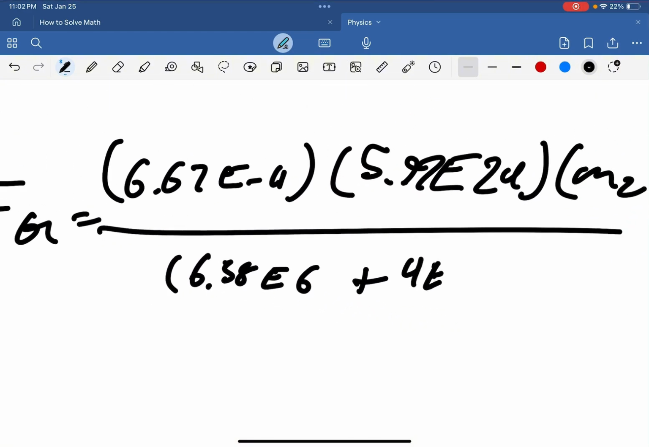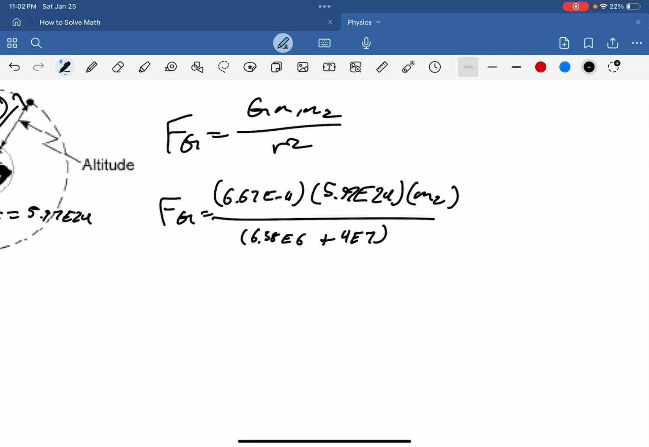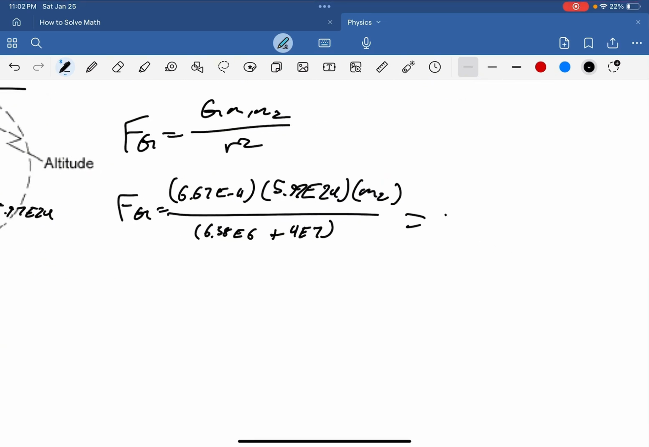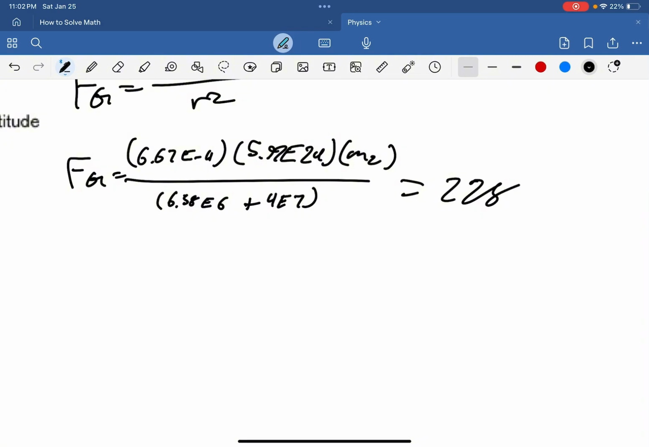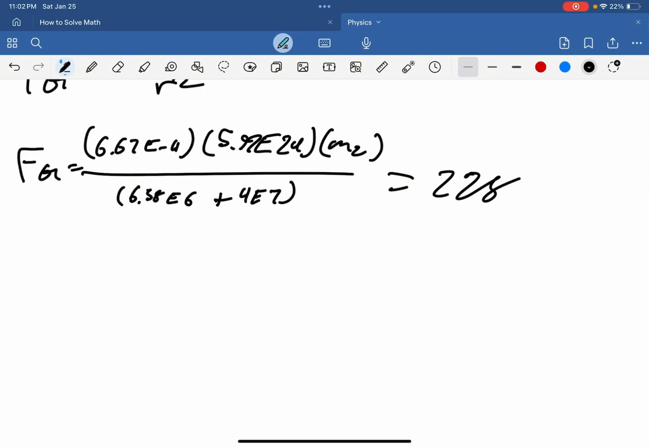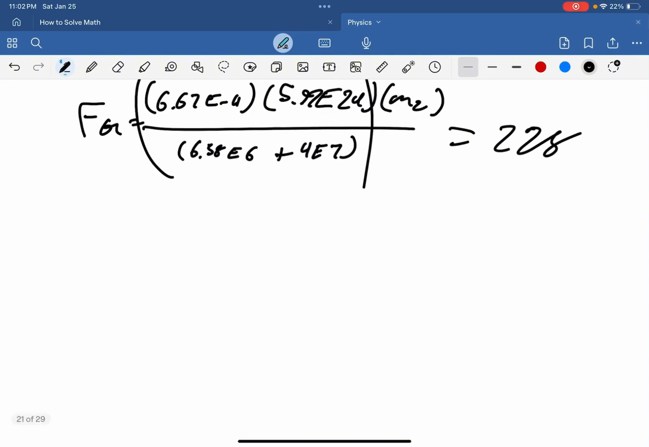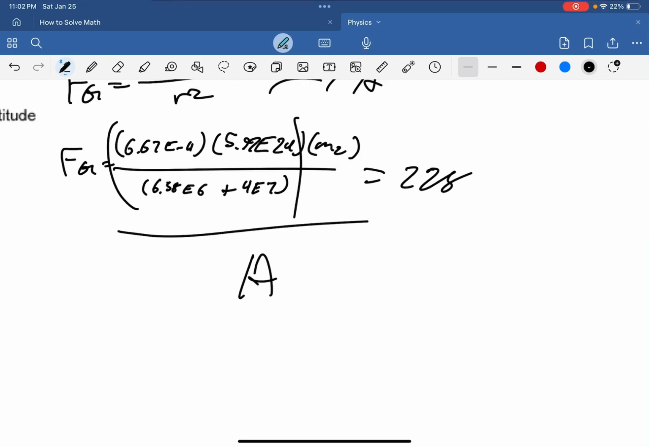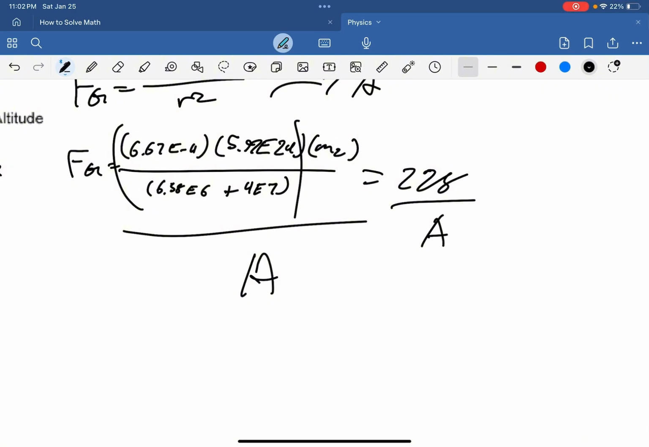So 4e7. And this is equal to f of g. And f of g is given to us, 228. Now I'm going to be really lazy here, and I'm just going to separate these two. So I'm going to divide by, and I'm going to call all of this a, because I don't actually want to write all of that. Divide by a.